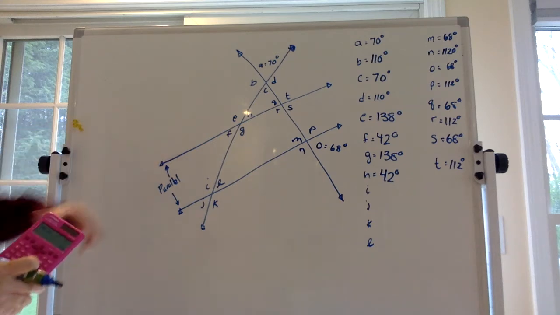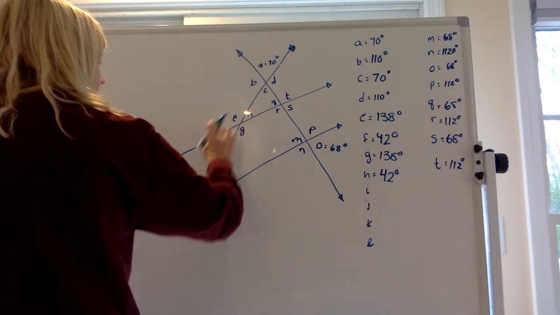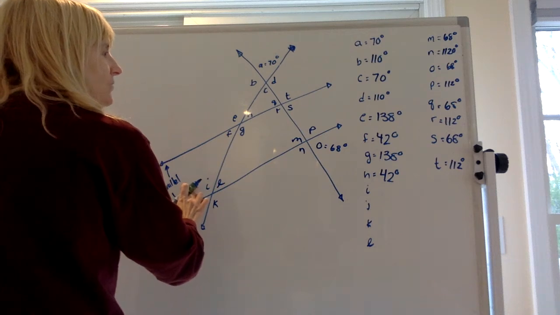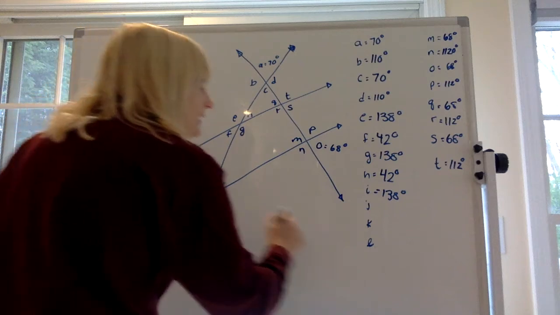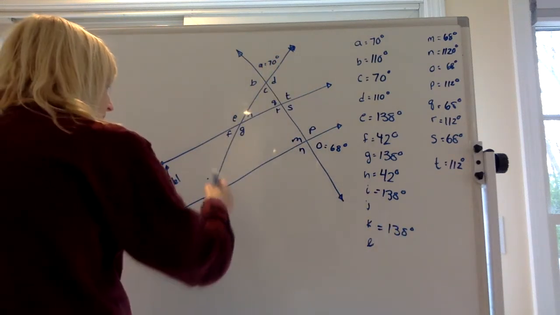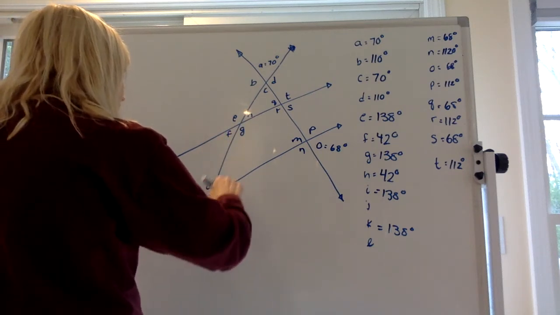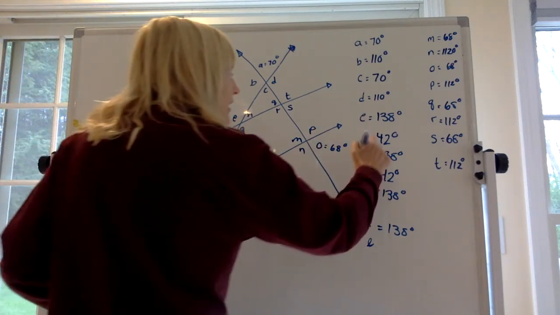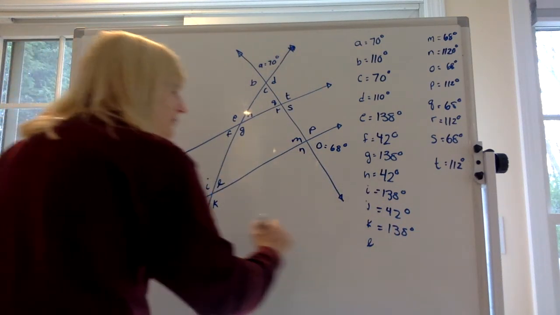Well, we can use the parallel postulate again. Parallel lines, intersection, E and I have to be equal. So E is 138, so I is 138. Opposite of I is K. F and J have to be equal because of the parallel postulate. We don't know J, but F was 42. Opposite J is L, it's also 42.